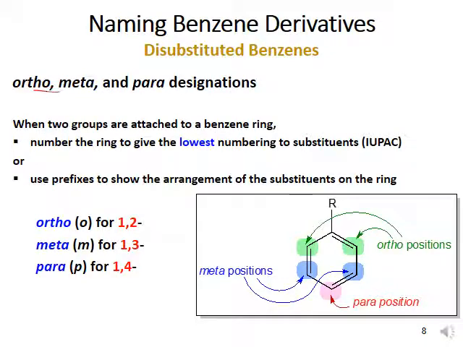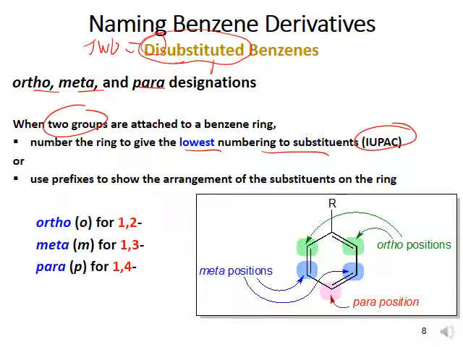Ortho, meta, and para only happen with di-substituted benzenes with two different groups off the benzene ring. Di meaning two. Okay, so two groups attached. You number the ring to give the lowest numbering to the substituents if you're using the IUPAC name, or you can use prefixes to show the arrangements, either the numbering or the prefixes.